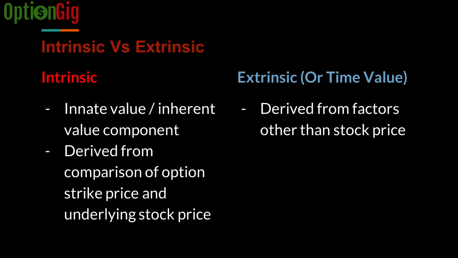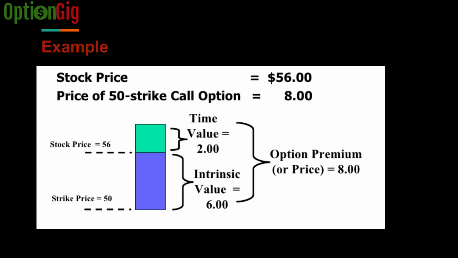Extrinsic is the value that is derived from factors other than the stock price. Extrinsic value is sometimes also referred to as time value because those factors are applicable only until the expiration of the option life cycle. So now let's look at an example of the breakup of intrinsic and extrinsic value.